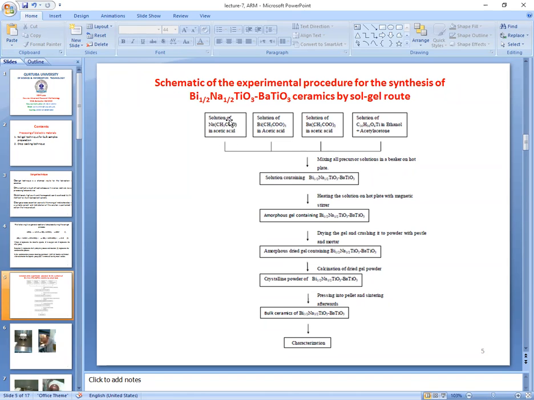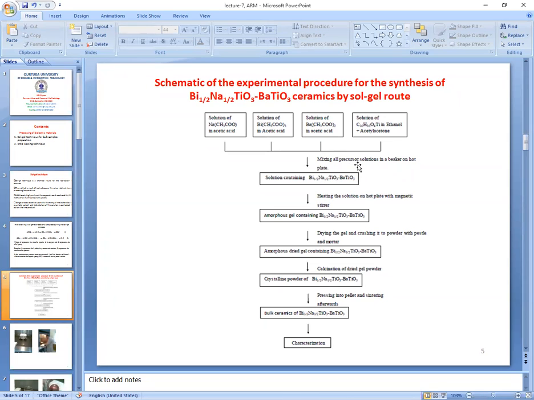So this is the solution of acetic acid, the solution of sodium acetate, the solution of bismuth acetate, the solution of barium acetate, and the solution of titanium butoxide, and we will make this solution in ethanol. And acetyl acetone is mixed with these solutions. After these four solutions, we combine all of them in a single beaker.